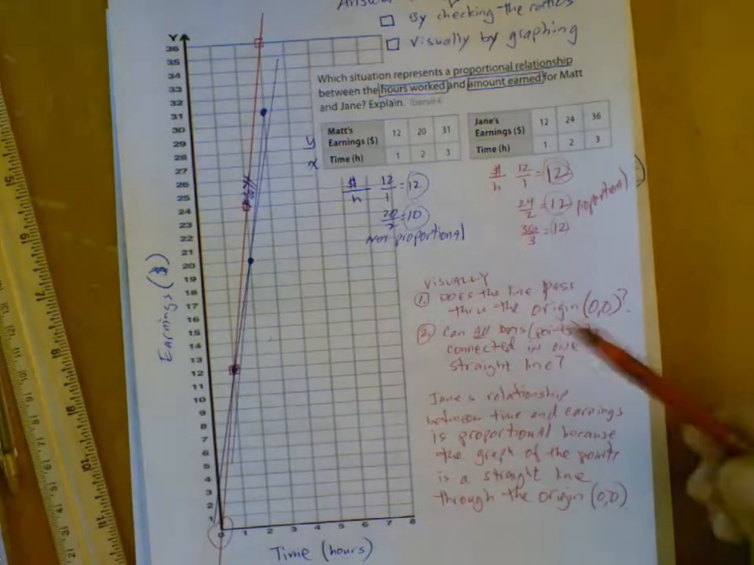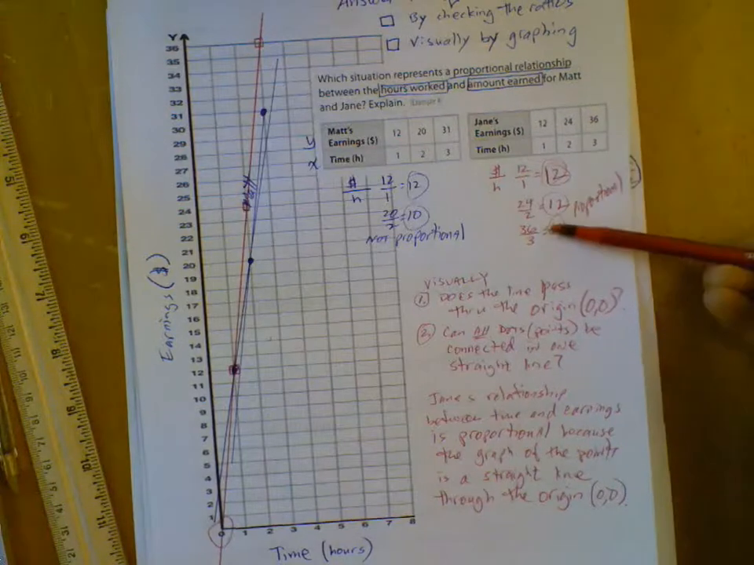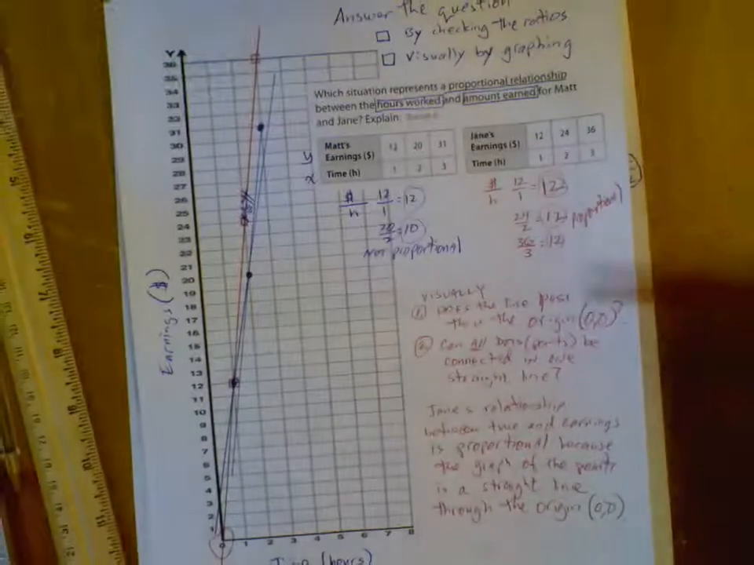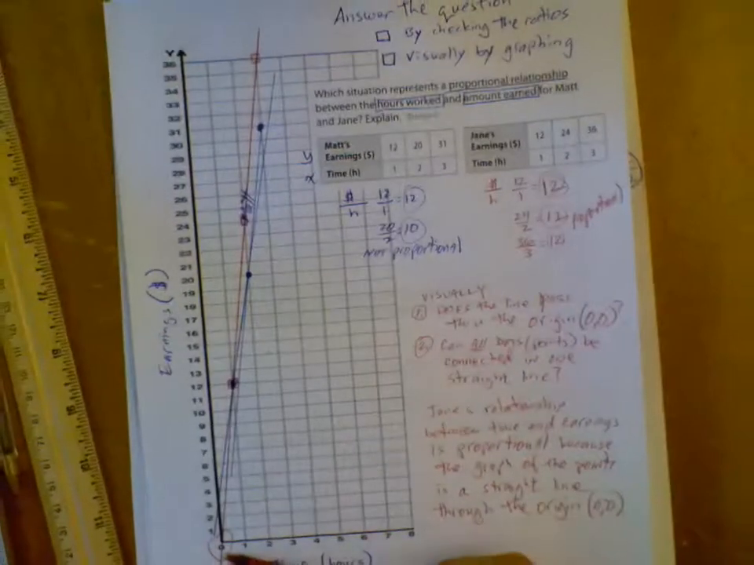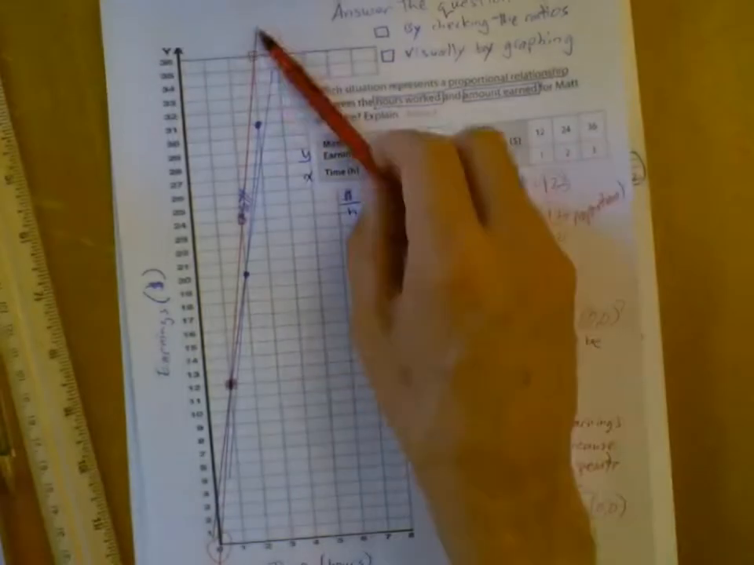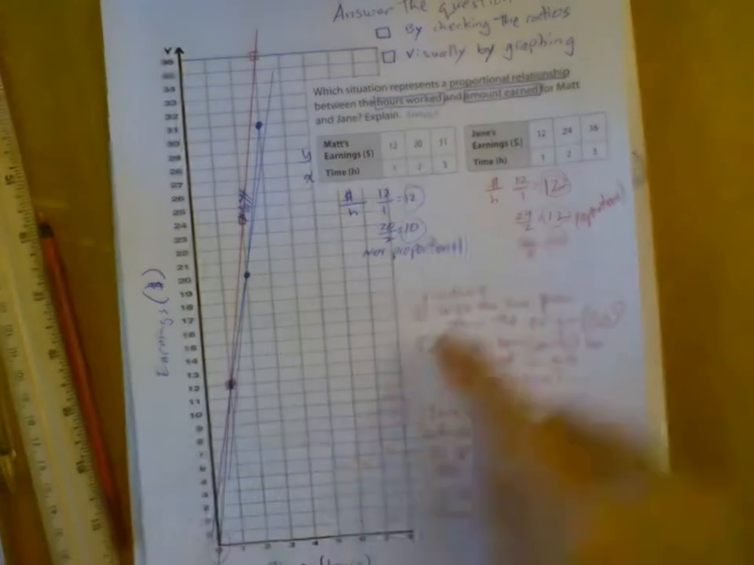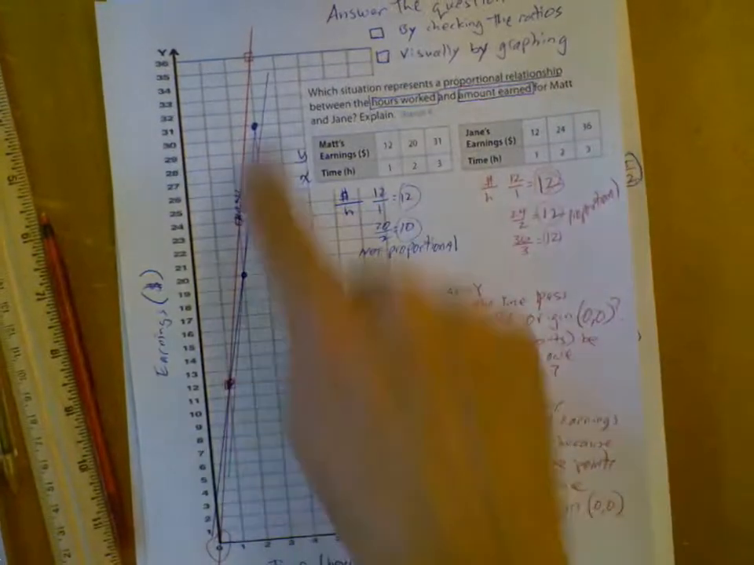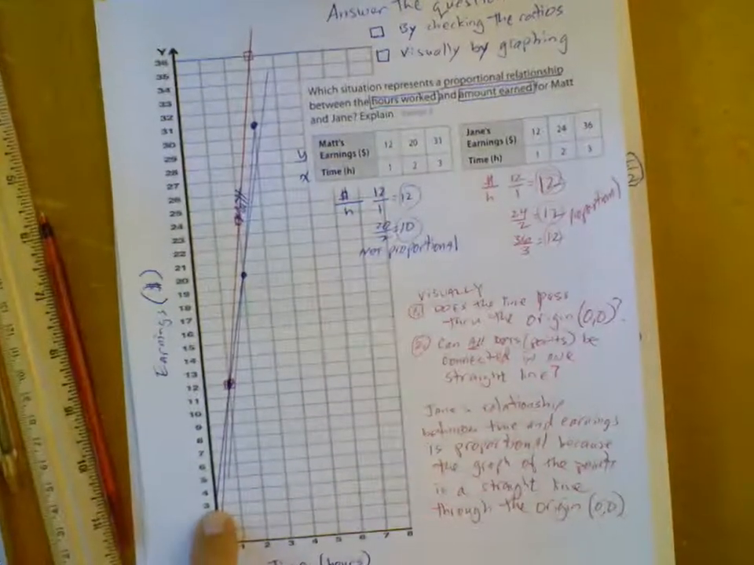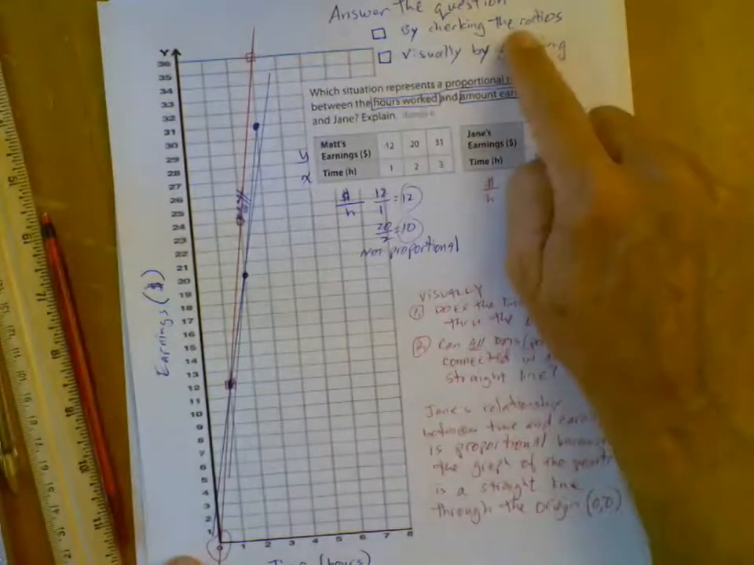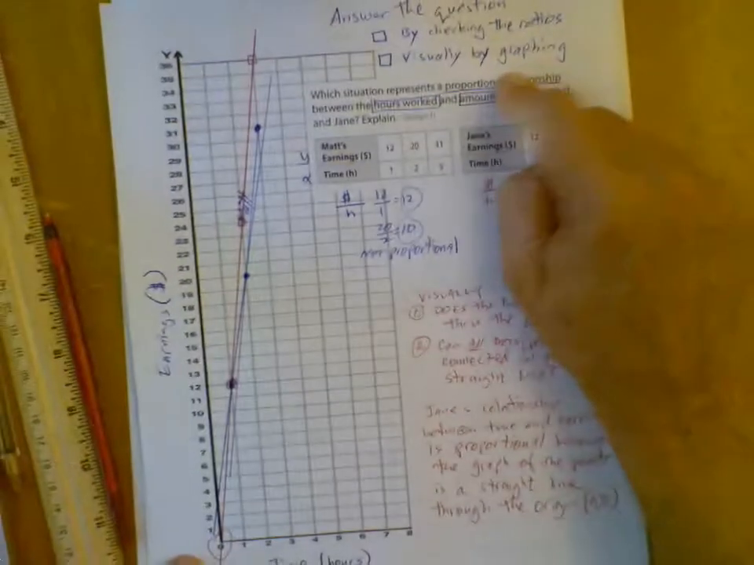So we can see that Jane's is not only proportional by checking the ratios, but we also see that Jane's relationship is proportional because visually the line is straight through all the points and it goes through 0, 0. Hope this helps. Whereas Matt's wasn't proportional because the ratios weren't the same. Also, we can't get all the dots to connect, and it doesn't go through 0, 0. So we have these two ways now we can check for proportionality. One, by checking the ratios. Two, by graphing. Go out and be awesome at showing your work.